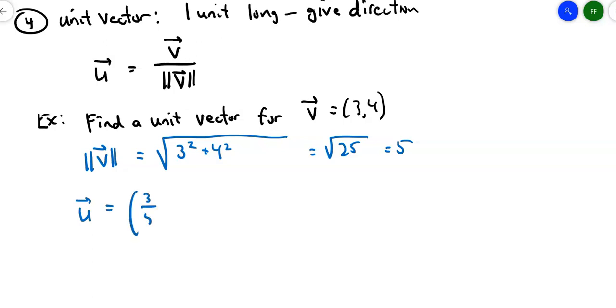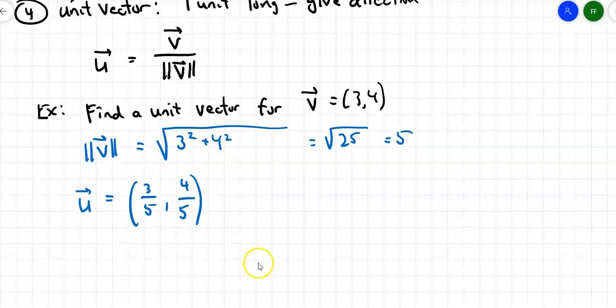So take the 3 and divide it by 5. Take the 4 and divide it by 5. And that's my unit vector. So this is a vector that's 1 unit long and gives me the direction in which that original vector is pointing. Sometimes a unit vector is used in calculations because we specifically want something that's 1 unit long.